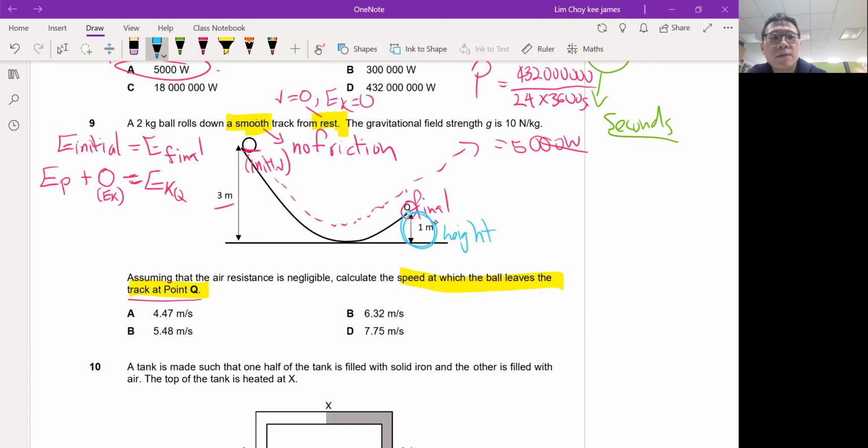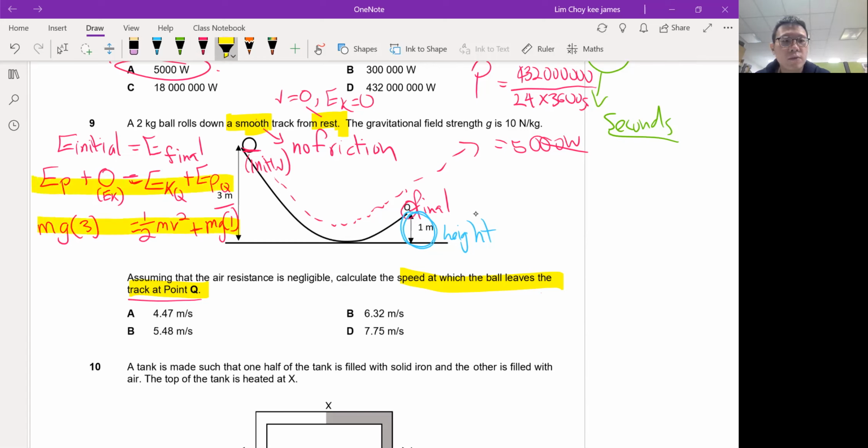When you have a height, there's a gravitational potential energy, which means there's an EP at Q. Once you have the formula, the first thing you do is substitute the formula. So EP will be mgh, where h is 3 meters. EK I will not know, so it's half mv square, plus potential at Q, which is mgh, where h is 1 meter. Now, how do I derive this equation? It comes from conservation of energy.